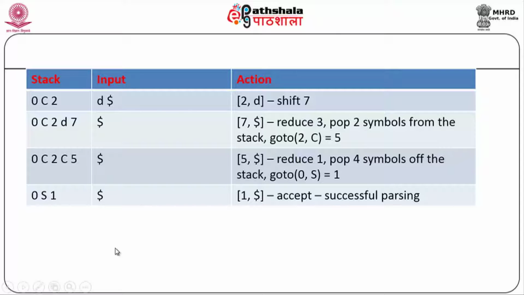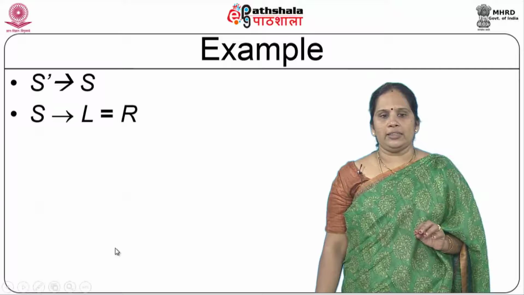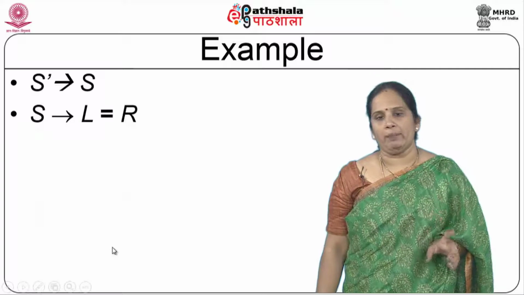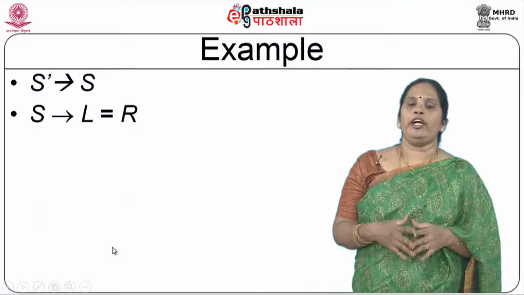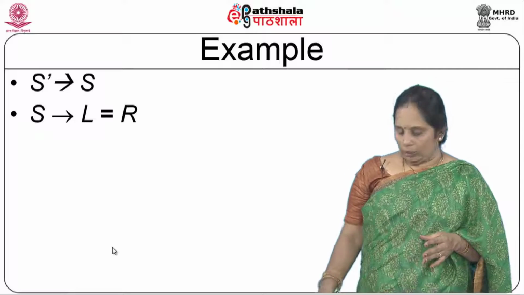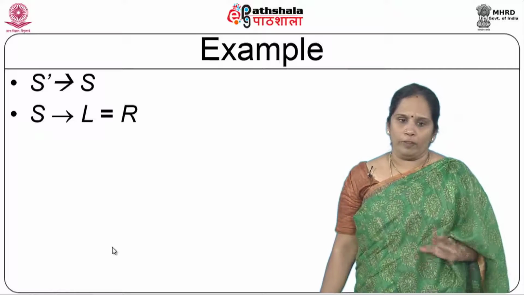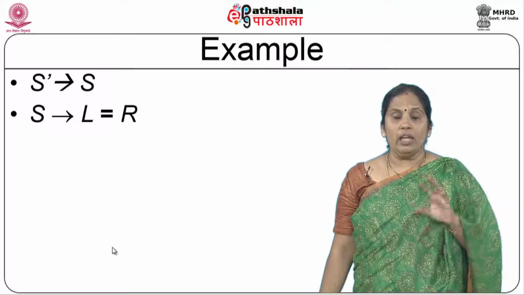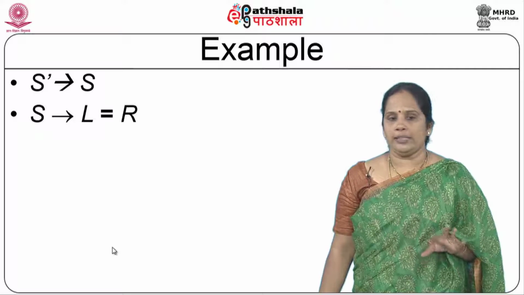So this is about canonical LR parsers. Let us take the example which we discussed in the SLR parser, where we had a shift reduce conflict. Now this canonical LR parser is a powerful parser, so there should not be any conflict here. That's what we are trying to understand.